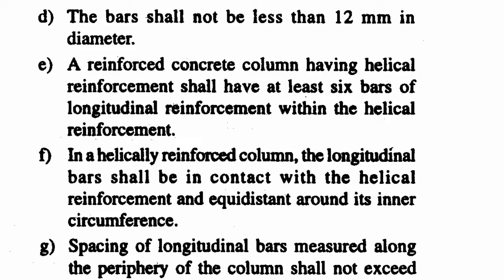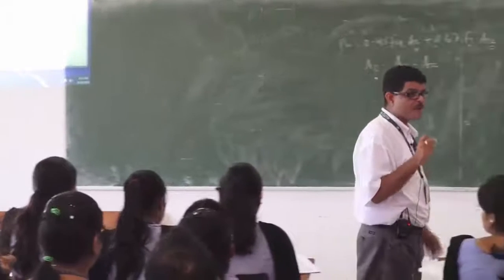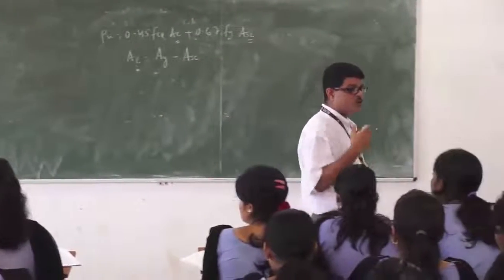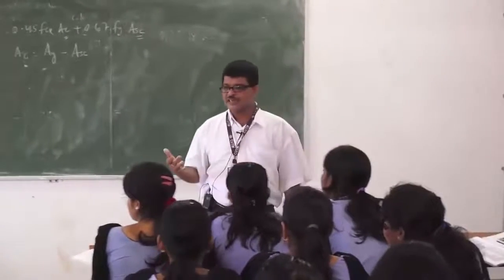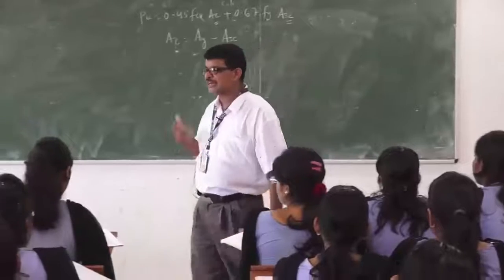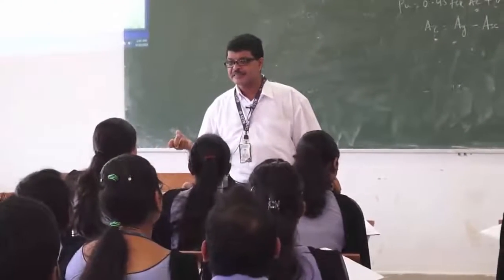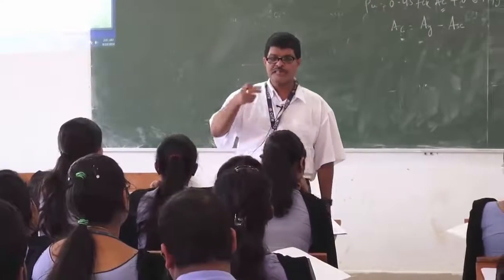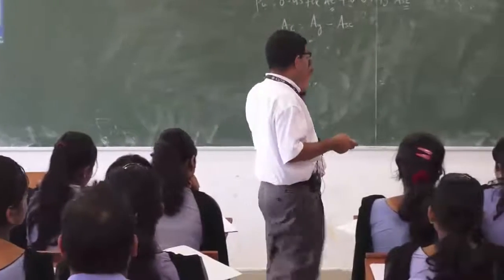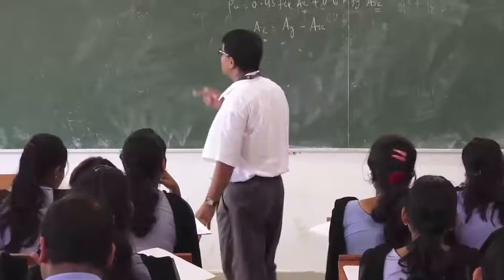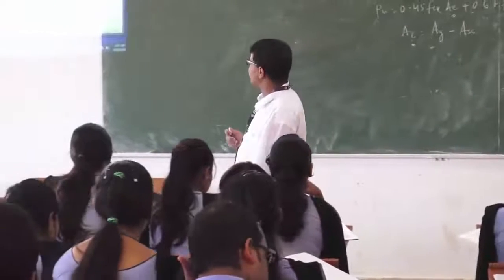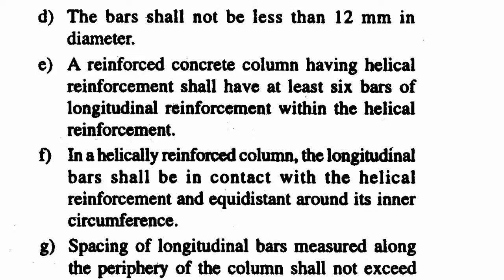The bars shall not be less than 12 millimeter in diameter. In case of columns, the minimum diameter of bar is 12. You can provide 12, 16, 20, 25, 28, 32, 36 like that way. But you cannot provide bars like 8 mm, 6 mm, 10 mm. We are using 8 mm, 6 mm bars in slabs and beams, but we cannot use them in columns as a main reinforcement.